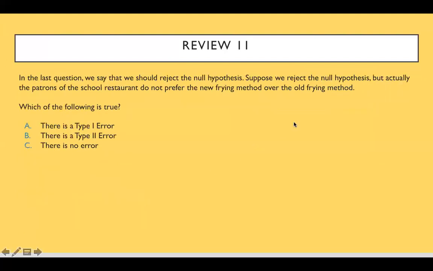All right, so I think this is the last question. In the previous question, we stated that we should reject the null hypothesis. Suppose we reject the null hypothesis, but actually the patrons of the school restaurant do not prefer the new frying method over the old method. Which of the following is true?